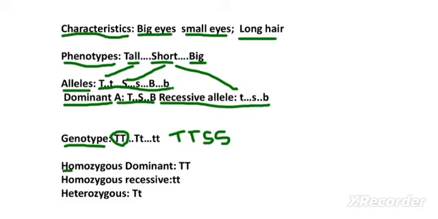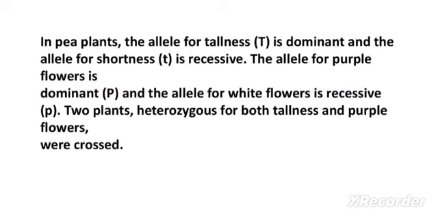Homozygous means the same, dominant means capital letters. So the same capital letters, that is capital letter T, capital letter T. Homozygous recessive. Homozygous means the same, recessive means small letters. It means the same small letters, small letter t, small letter t. Heterozygous means 2 letters, one big letter and another one small letter. So let's move on to the statement.